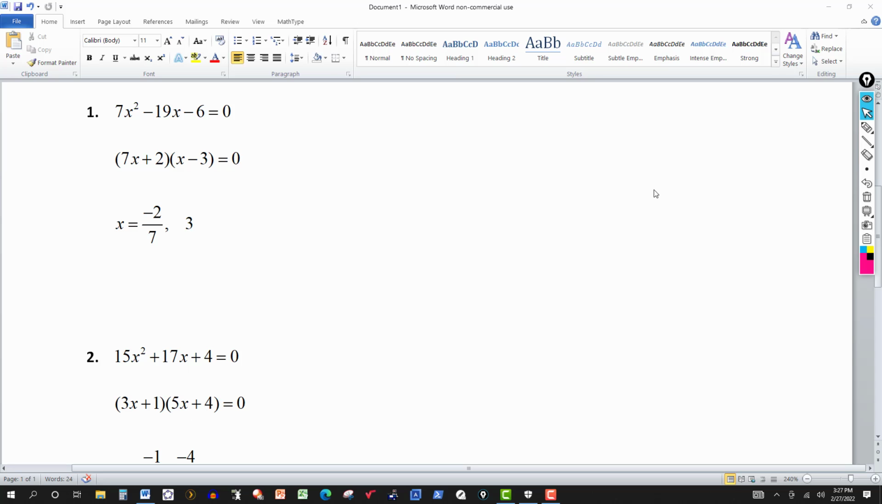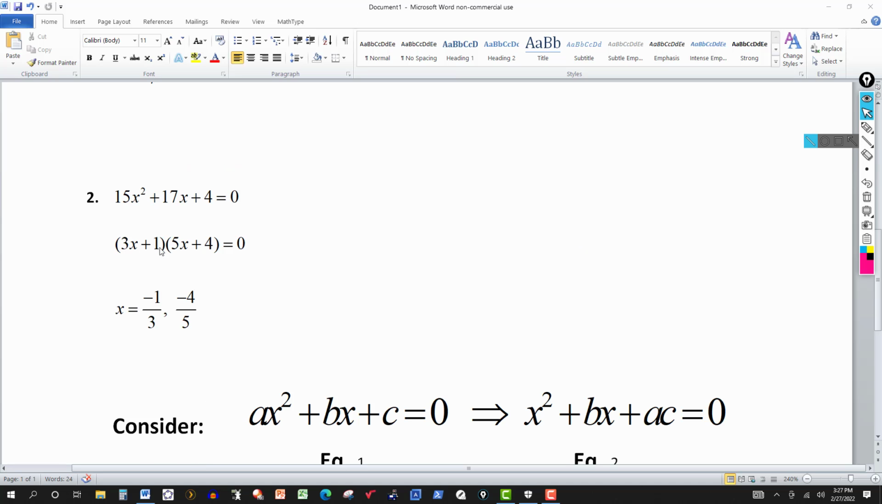And then we set each factor equal to 0 and solve. 3x plus 1 equals 0. Take the 1 over, divide by 3, you get negative 1/3. 5x plus 4 equals 0. Take the 4 over, negative 4, divide by 5, and you get the solution to this equation.